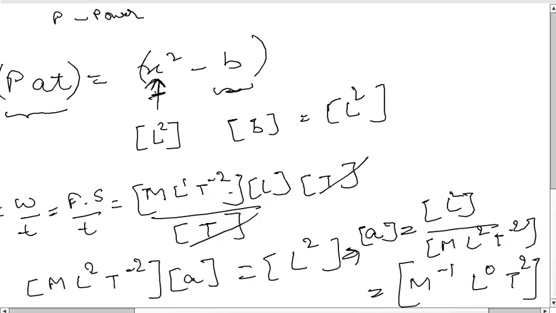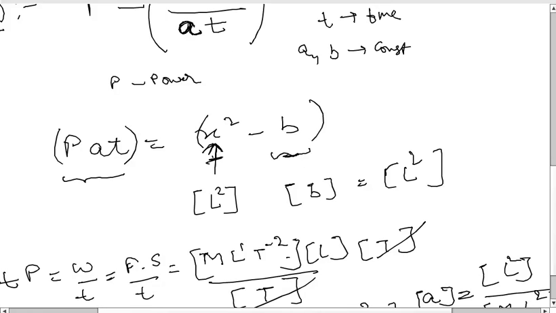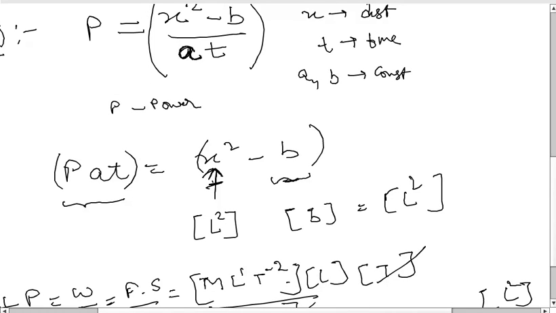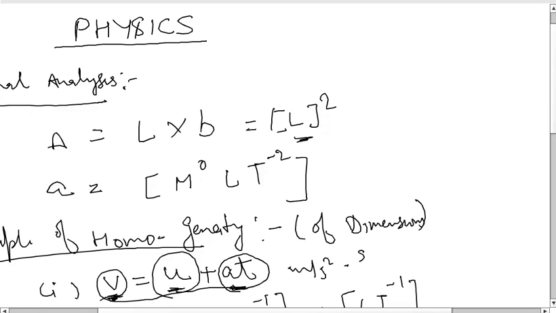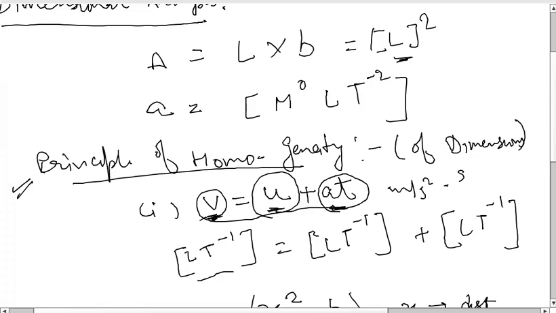Okay, how do we get B? See, I explained in the principle of homogeneity that every term should have the same dimension. For example, you cannot add 5 meter plus 10 seconds, because they are not the same physical quantities, or their dimension formula is not the same. So only those terms can be added or subtracted which have the same dimensions, which is what we said in the principle of homogeneity, that every term should have the same dimensions, right?